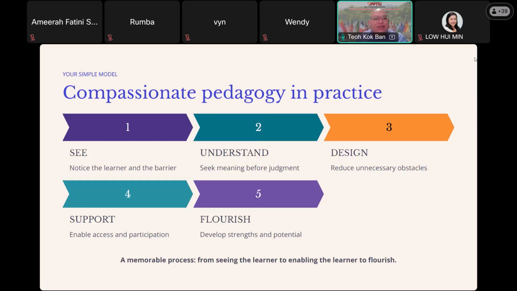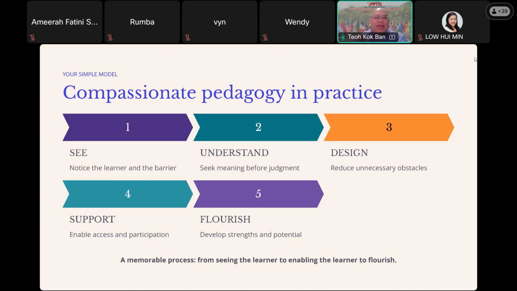So first, let's go to C. Notice the learner and notice the barrier. That is the starting point of compassionate pedagogy. We look at the learner. That means we notice, okay, we have this learner, maybe learning differently, and what are the barriers? Something is happening. Maybe the student has stopped participating, or maybe the student keeps missing, I would say, certain instructions, all right?